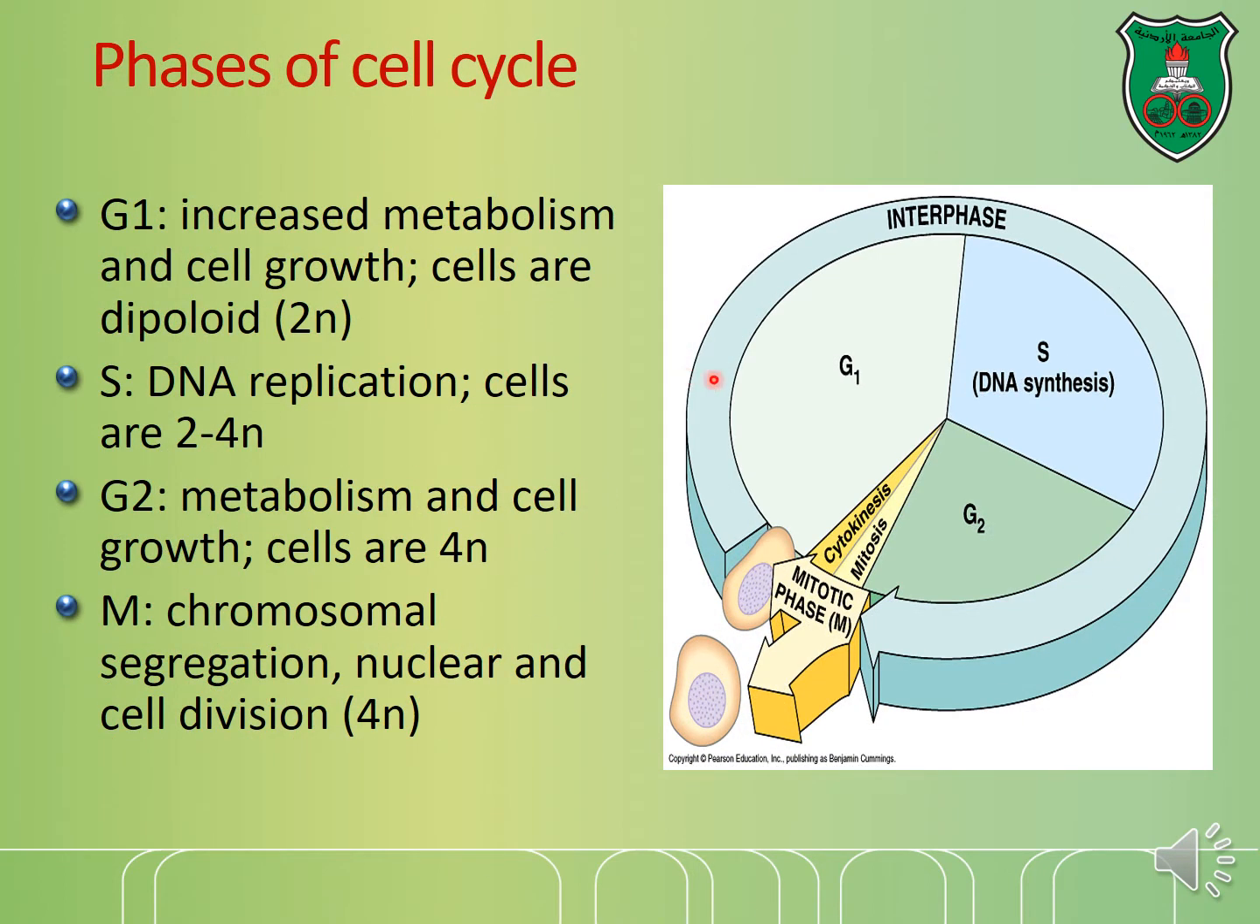So these are the phases again. G1 is for growth, metabolism. Cells are diploid. Now, in the DNA synthesis phase, cells are between 2N and 4N because now DNA is synthesized. In the G2 phase, the cells have 4N. They have double the amount of chromosomes. In the M phase, they segregate, so they start with 4N and end up with 2N in terms of chromosomal copies.